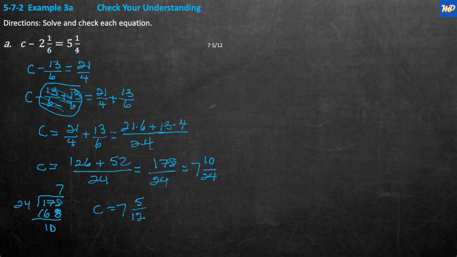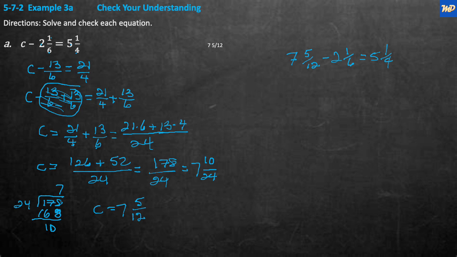So now we have to check it by checking back in. So let's go on this side, and let's replace the C, I'm going to rewrite it, with 7 and 5/12. 7 and 5/12 minus 2 and 1/6 is equal to 5 and 1/4. And we're going to get rid of these mixed numbers and make them improper fractions.